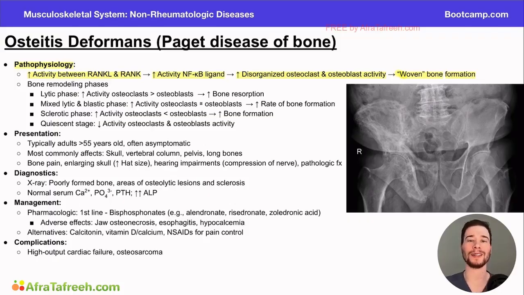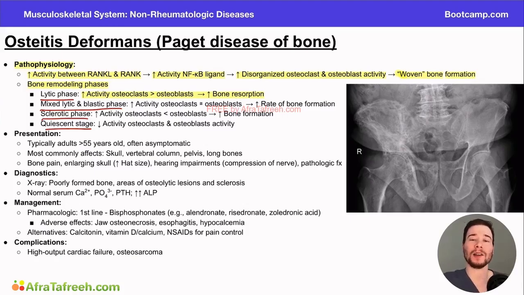Now, they also like you to understand the phases that the bones actually go through during this process. And it's broken down into the lytic phase, the mixed lytic and blastic phase, the sclerotic phase, and the quiescent stage. So the first phase is going to be the lytic phase, and that's going to be increased activity of the osteoclast relative to the osteoblast, which leads to increased bone resorption. This makes sense, right? It's called the lytic phase. Think about what lytic means. It actually means that we're having destruction of the bone or softening of the bone.